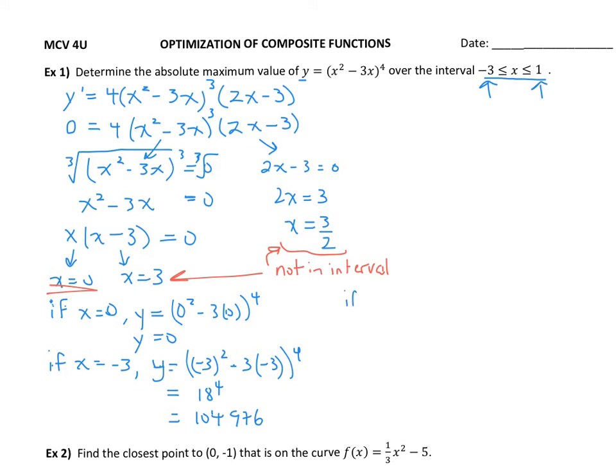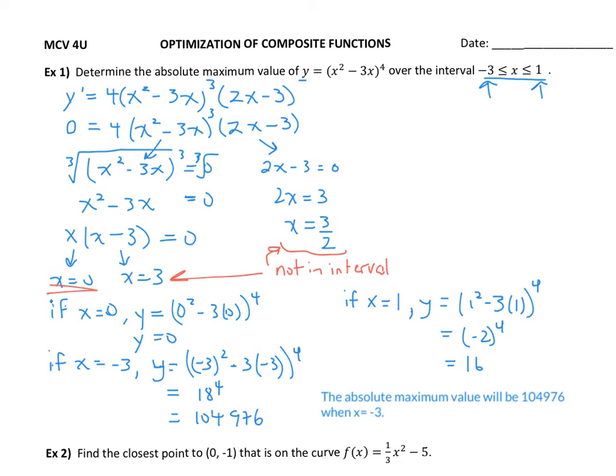The last one we need to also check is the other endpoint. So if x is equal to 1, our y value will equal 1 squared minus 3 times 1, all to the exponent 4. That's going to be 1 minus 3, which is -2. -2 to the exponent 4 will be +16. So overall, our absolute maximum on this interval would be 104,976 when x equals -3.